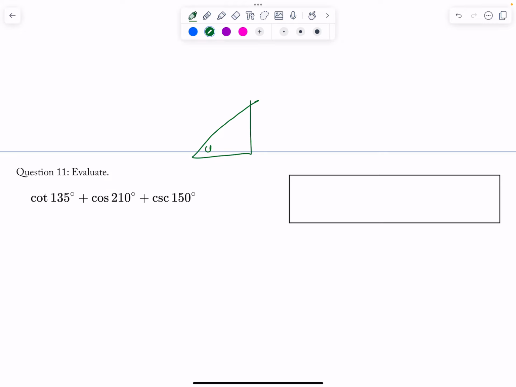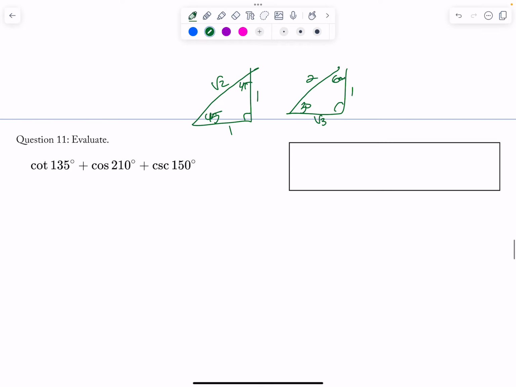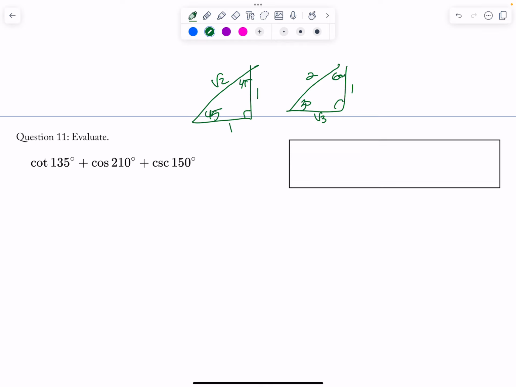Looks like I'm probably going to need both triangles. And my triangles don't have to be perfect. Like I'm just sketching them out right now. They don't have to be perfect. They just have to have the right side measurement. So then that way I can identify it easily.